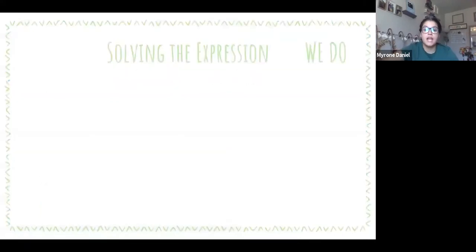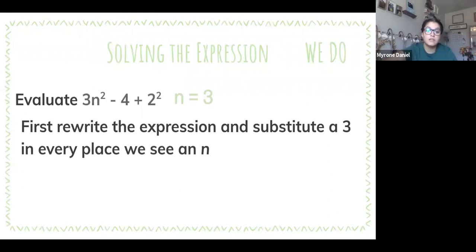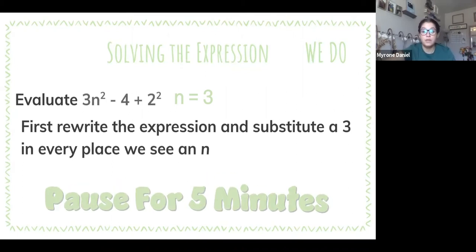Okay, so now what we do, we're going to solve the expression. We're going to evaluate 3 times n squared minus 4 plus 2 squared. So first, we're going to rewrite the expression, and then we're going to substitute 3 in every place we see an n. So pause the video. I want you to rewrite the expression and substitute the 3 in every place we see an n. And I want you to make sure that the 3 is in parentheses. Pause the video for 5 minutes.